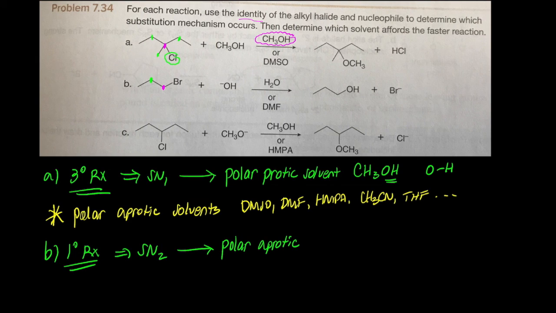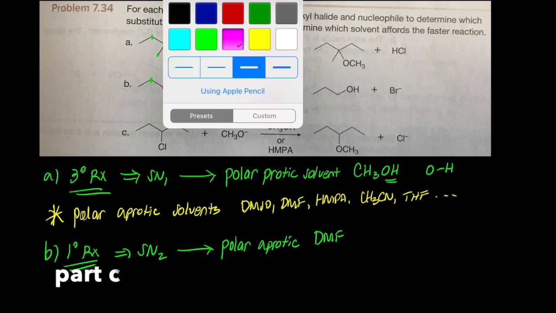Polar aprotic solvents have no OH or NH bonds, and that's going to be, we have to guess, a DMF. You could look up what that is if you're really curious, but the solvent here of choice is going to be DMF, okay? They're going to have the weird lettered abbreviations, okay? So yeah, that's the answer there, DMF, okay? That's a solvent.